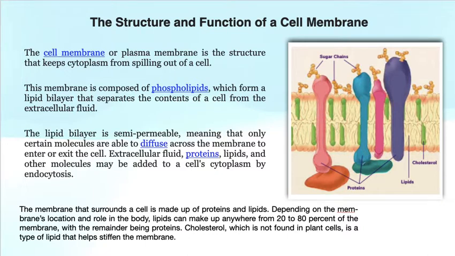This lipid bilayer is, as I said, semi-permeable, meaning that only certain molecules are able to diffuse across this membrane to enter or exit the cells. Extracellular fluids, proteins, lipids, and other molecules may be added to the cell's cytoplasm by endocytosis. The membrane surrounding a cell is made up of proteins and lipids. A quick summary: depending on the membrane's location and role in the body, lipids can make up anywhere from 20 to 80% of this membrane, with the remainder being proteins. Cholesterol, which is not found in plant cells, is a type of lipid that helps stiffen the membrane.